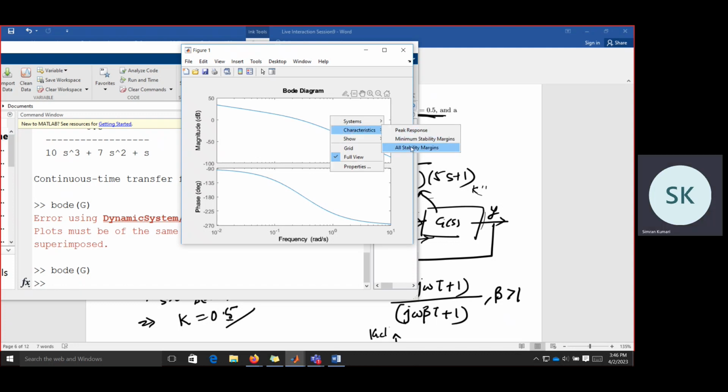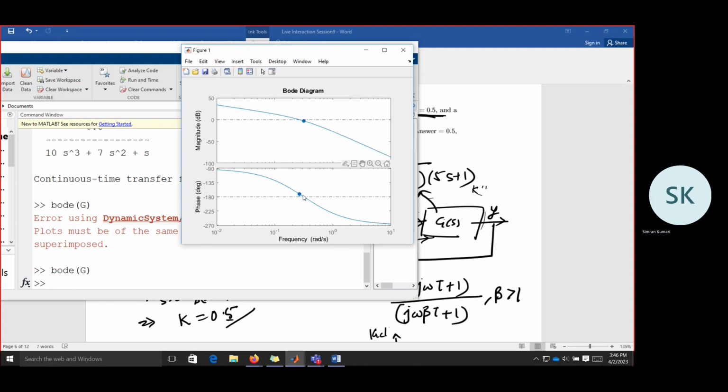Let us see what are the... So what is the phase margin? It is 9.1 degree at frequency 0.266. And the error constant from here we can try to find out, basically using a formula.